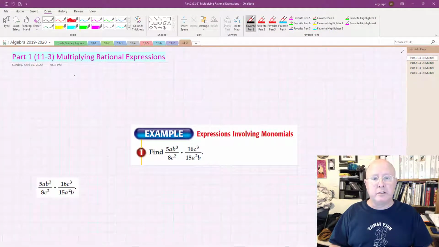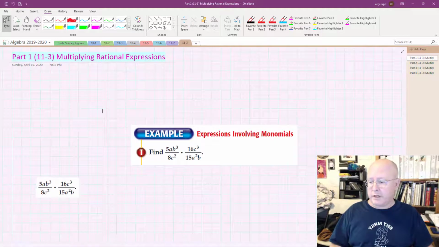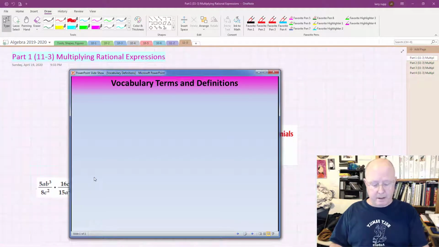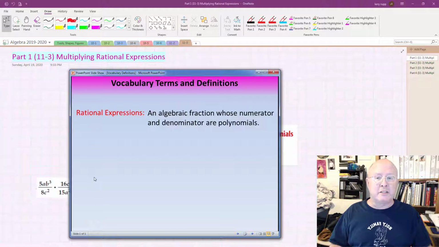This is multiplying rational expressions, and the first thing we should do is get some vocabulary out, and in this case, just one so far. The first one we're going to look at is rational expressions. What exactly is a rational expression? Well, you remember what a rational number is, right? A rational number is any number that can be represented by a fraction, such as 1/2, 1/3. A rational expression, then, is an algebraic fraction. Basically, it's an algebraic expression that has a numerator and denominator that are polynomials.